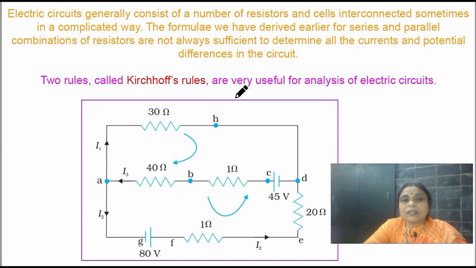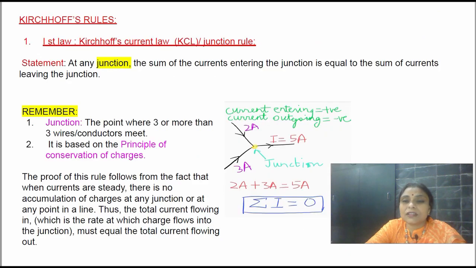This is a general circuit. Electrical circuits generally consist of a number of resistors and cells, and they are interconnected, and sometimes, rather most of the times, in a very complicated way. The formulas we have derived earlier for series and parallel combination of resistors are not always sufficient to determine all the currents and potential differences in the circuit. So we are going to study two rules known as Kirchhoff's rules, and they are very useful for analysis of electrical circuits. Let's study the first rule.